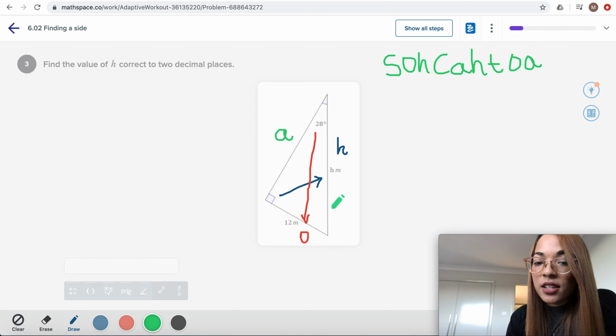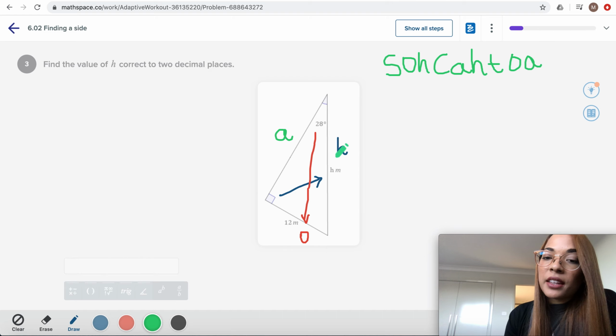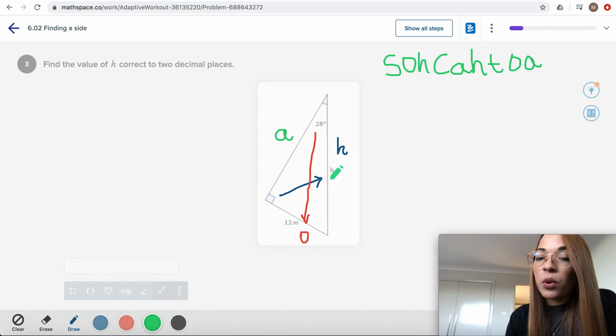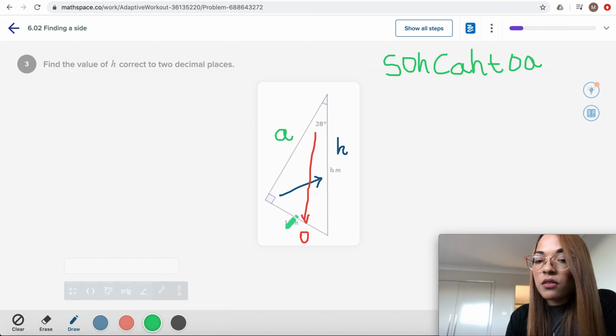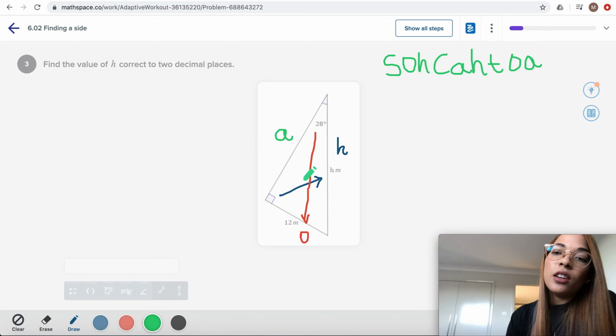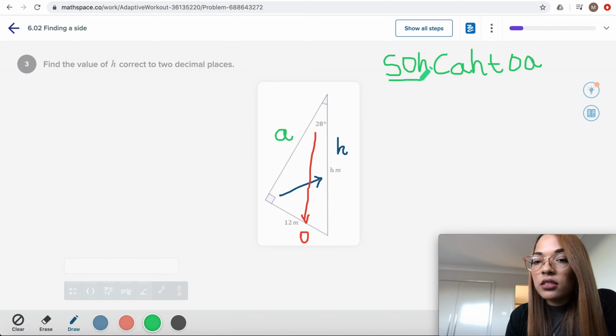which two sides are involved. The hypotenuse, h, is involved because this is the side that we want to find. The opposite side is also involved, because we are given 12 meters. We know the value of its side. So automatically, we're going to use the ratio sine theta, because sine theta equals opposite over the hypotenuse.